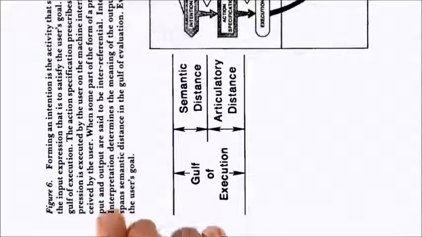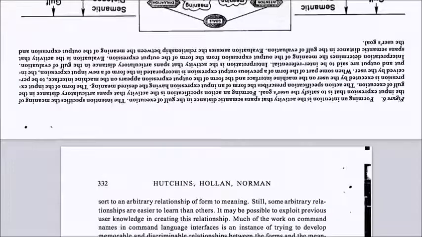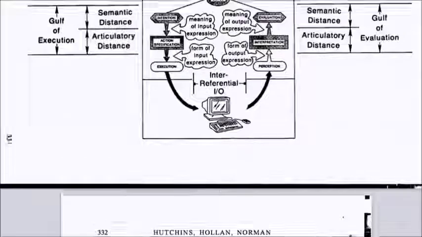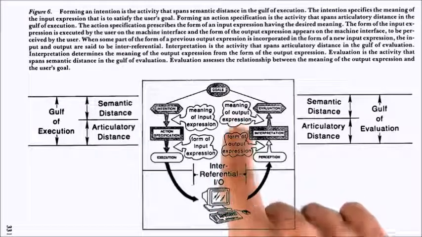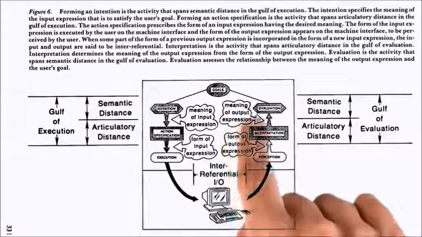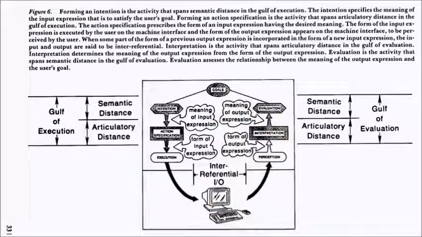This is brought together here in Figure 6 from this paper. The user starts with some goals and translates those goals into the intentions in the context of the interface. They then translate those intentions into the form of the input, the actions, and execute those actions. The system then does something and gives back some form of output. The user then interprets the form of that output to discern the meaning of that output, and then evaluates whether or not that meaning matches their goals.